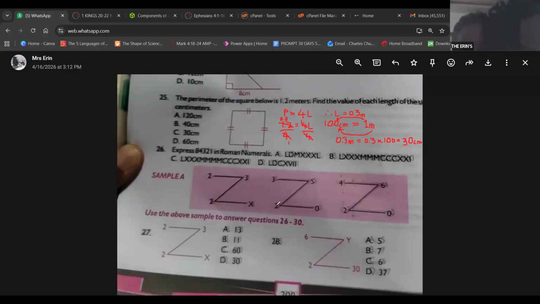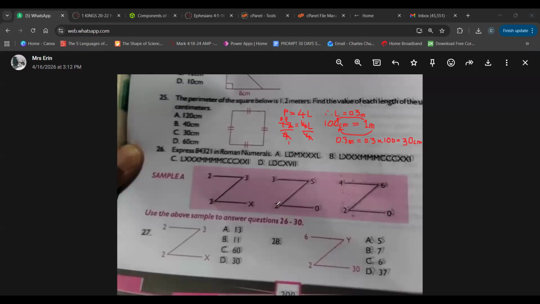How to get this 5 here? We will do 3 plus 2 is 5. How to get the 6? 4 plus 2 is 6. How to get the 0? 3 plus 2 is 5. 5 minus 5 equals 0. So she's missing out one thing. Which one? Now, do you see there's a problem with this sample?